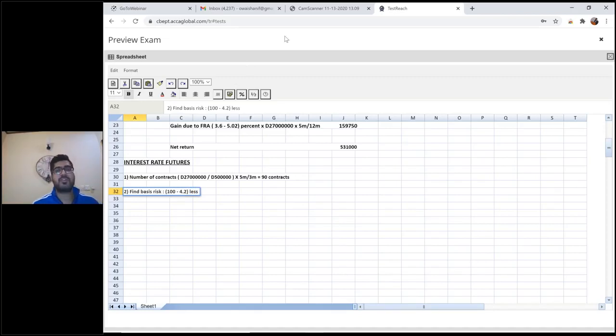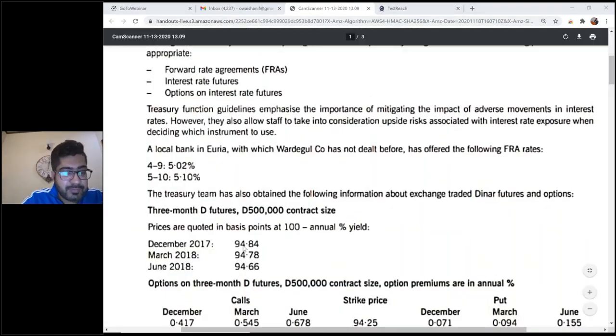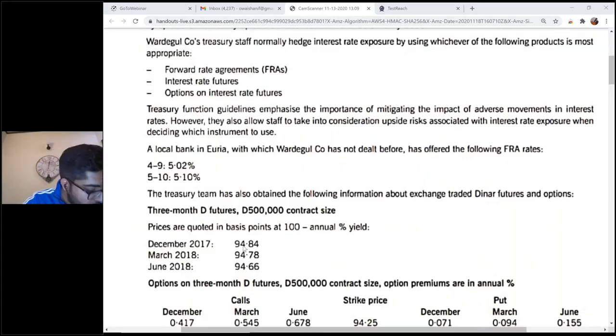Futures price will be given in futures. Go to the futures. What is the futures price? In futures, there are a few futures prices: December 17 futures price, March futures price, June futures price. So it's spot minus LIBOR less the futures price. So which futures price will we take? Now listen to this carefully.